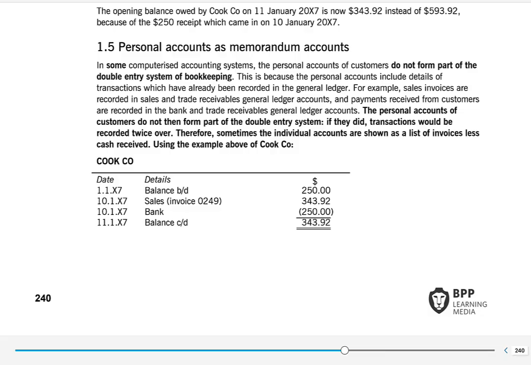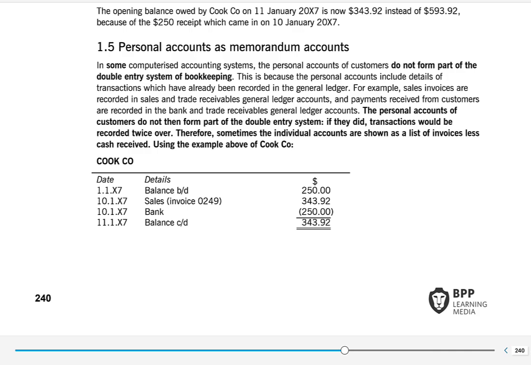Exam recommendations for Lesson 1.5. In the exam, if you are asked about memorandum accounts, write 3 things clearly. 1. Definition. A memorandum account is kept for information and control, but it is not part of the double entry postings that produce the trial balance.